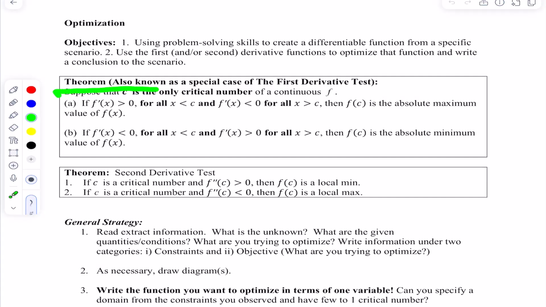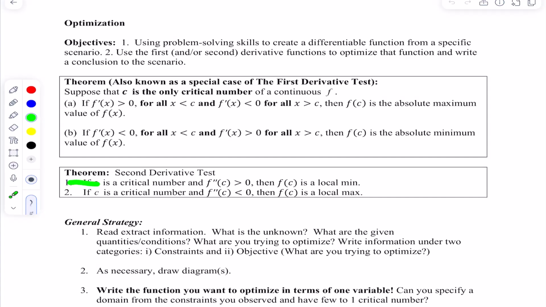The first theorem is the theorem that I use the most when it comes to optimization. This is also known as the first derivative test, and you've seen a variation of this before. The only difference is now we are actually going to seek the absolute maximum, or we're going to seek the absolute minimum by studying whether or not the first derivative is positive or if the first derivative is negative around a critical number c.